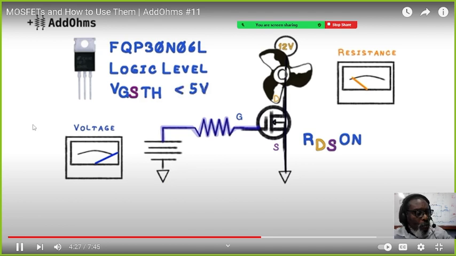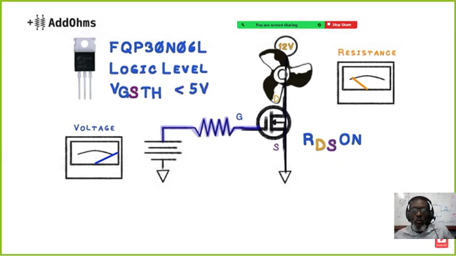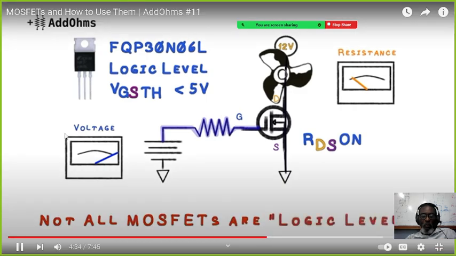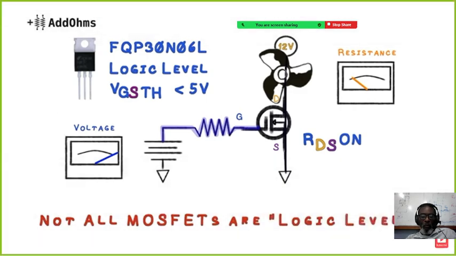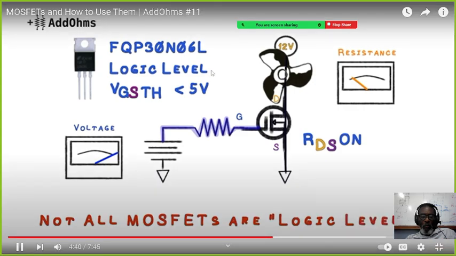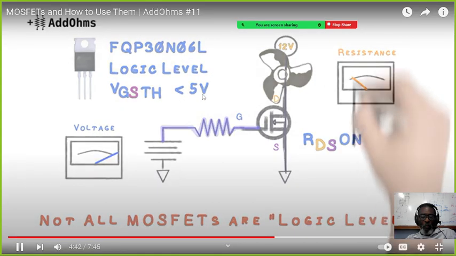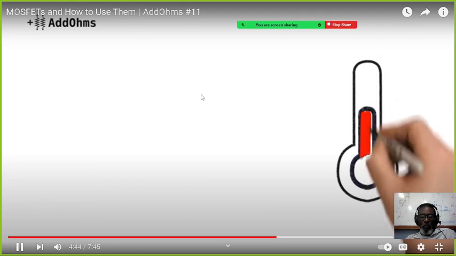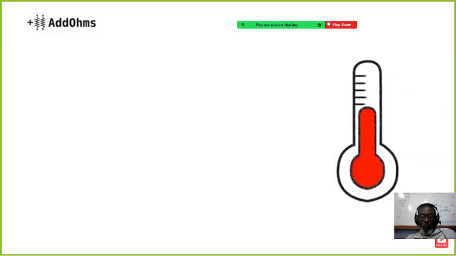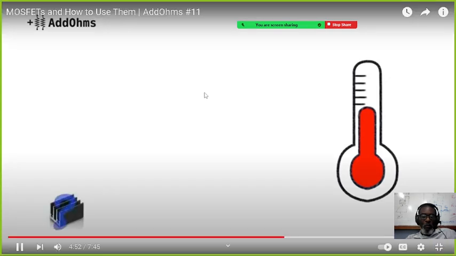The threshold to turn the MOSFET on is low enough to be used by an Arduino or Raspberry Pi. Not all MOSFETs are logic level compatible, so it is very important to check what the VGS threshold is before using it in your circuit. Since you will probably use a MOSFET in high current applications, it is important to check how hot it is going to get. Here's how we calculate if we need a heatsink or not.